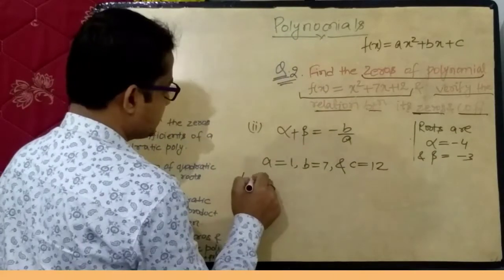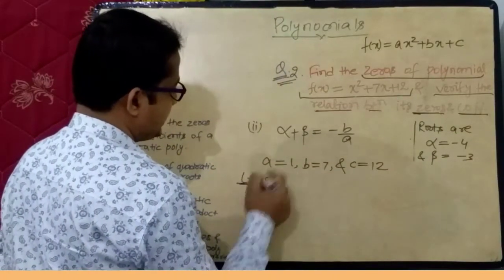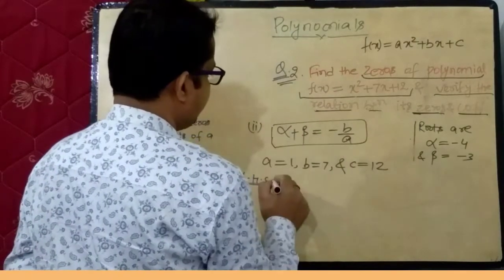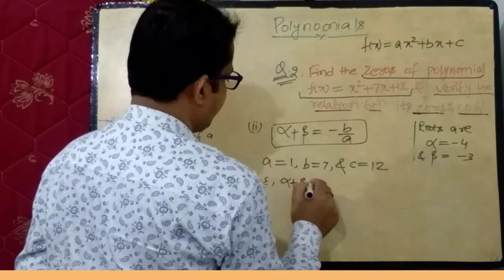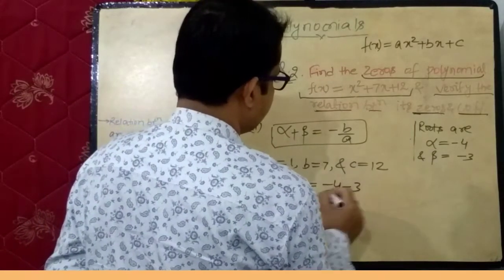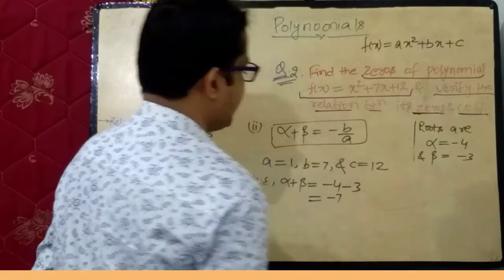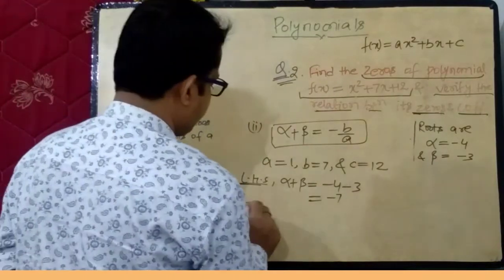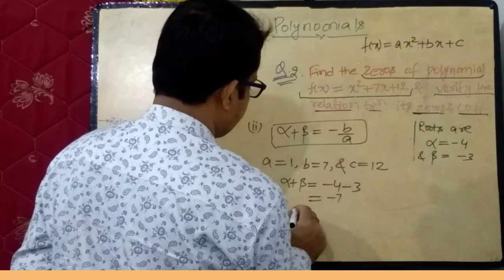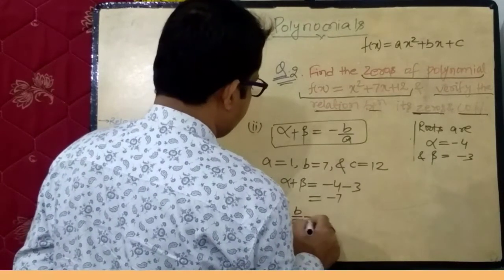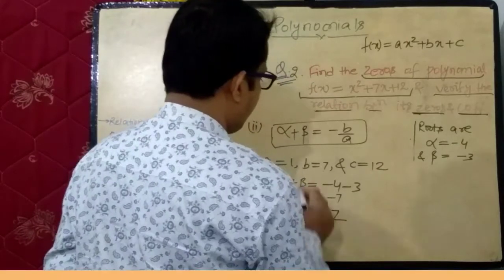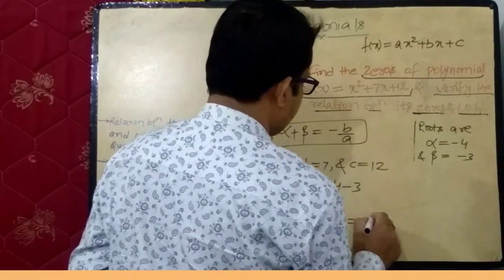Now by using the LHS of this expression, we can write alpha plus beta, that equals minus 4 minus 3, you will get minus 7. Now the RHS of this expression is minus b upon a, and it equals minus, value of b is 7, upon value of a is 1, that is minus 7.